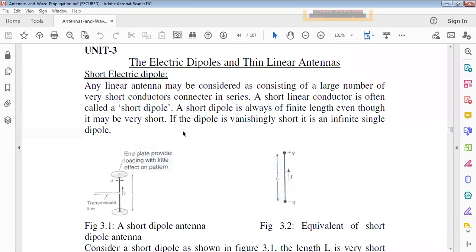Here see the short electric dipole. Already you know this is the electric dipole used for radiation.